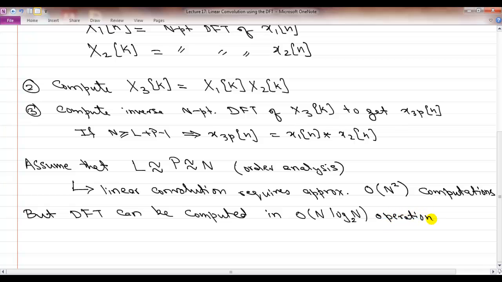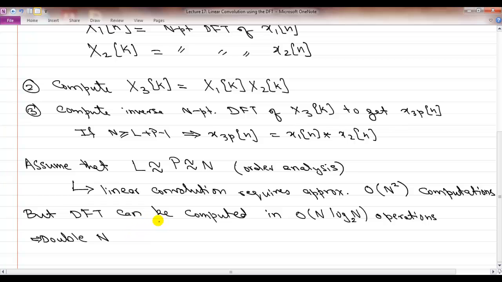So operations, computations, or time, they are synonymous at some level. If you want to think of it, let's say that you had a length 100 sequence and it was taking you some time, and you double. As an example, double n. Then linear convolution using the formula will require you to do 4 times the computation, which means it will take you 4 times as long as the original sequence.